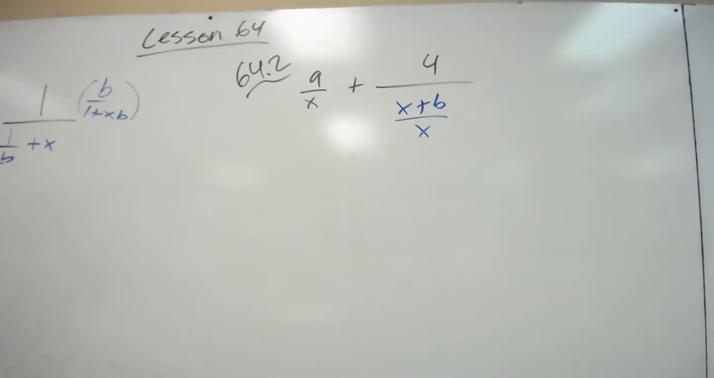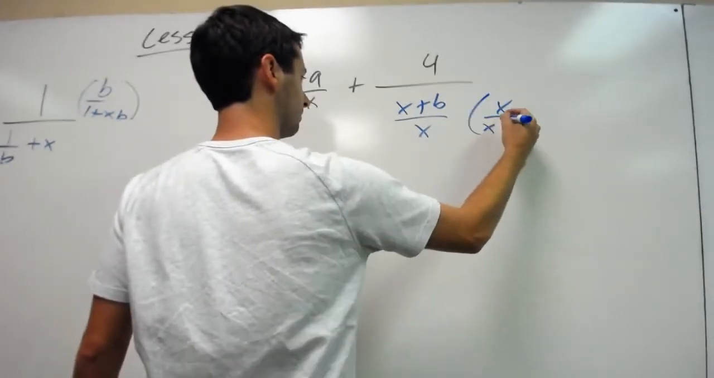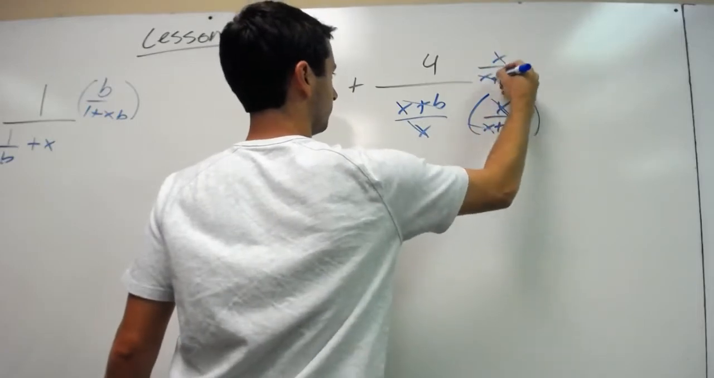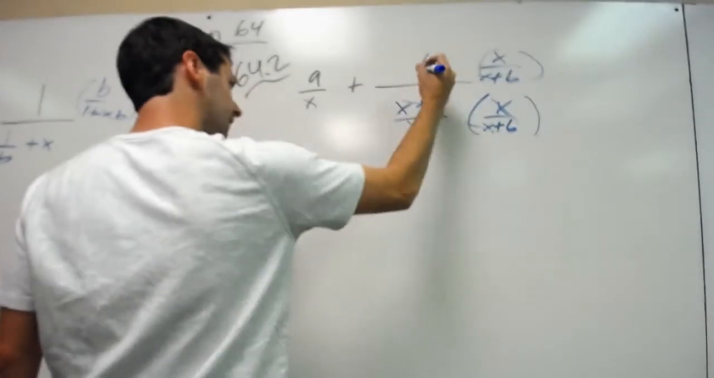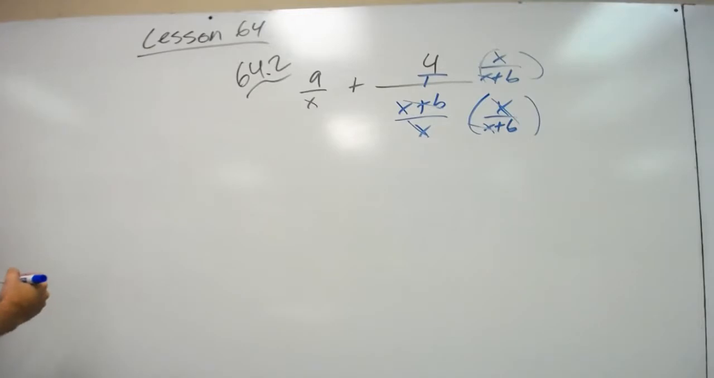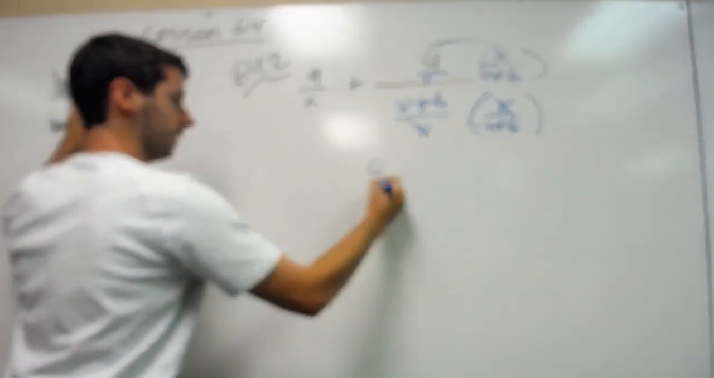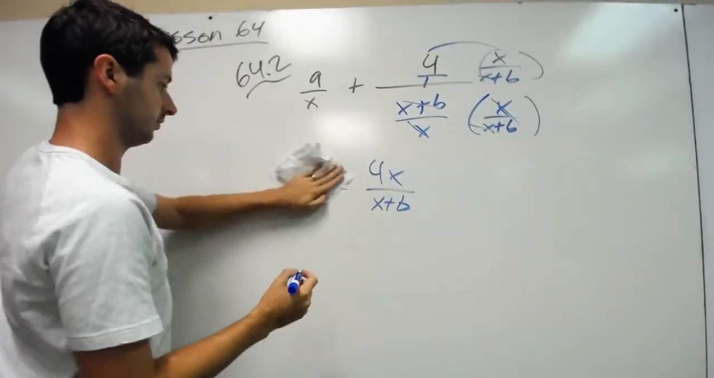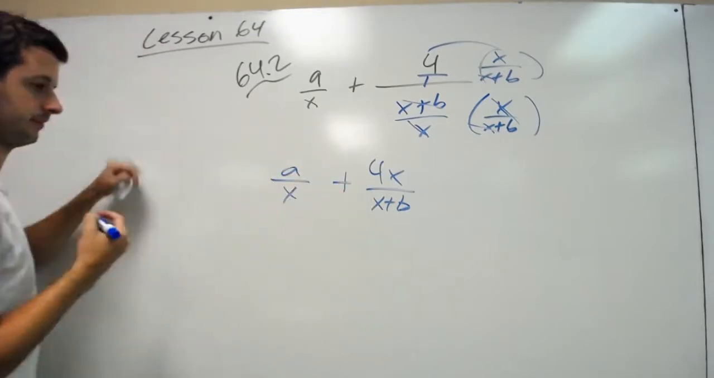And now we have to switch to the reciprocal, x over x plus b. Now remember, the 4 is still over 1. So since the 4 is over 1, you only distribute the 4 to the top. Distribute the top to the top, bottom to the bottom. So we get 4x over x plus b, plus a over x.